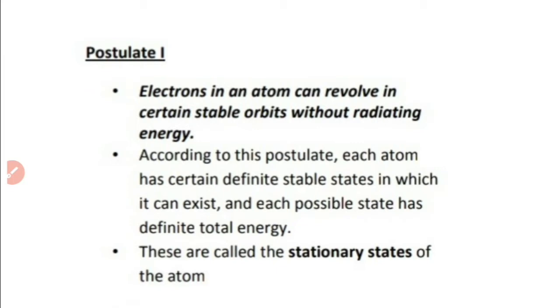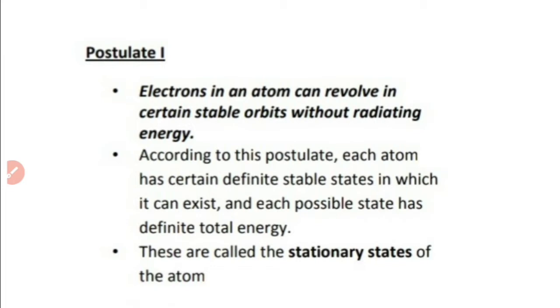And he stated his postulate 1 as: electrons in an atom can revolve in certain stable orbits without radiating energy. So this is how he accounted for the stability of the atom. That means, according to Bohr, when an electron revolves around in a stable orbit, that particular electron will not radiate energy. So its energy will be constant in that particular orbit and it will revolve continuously.